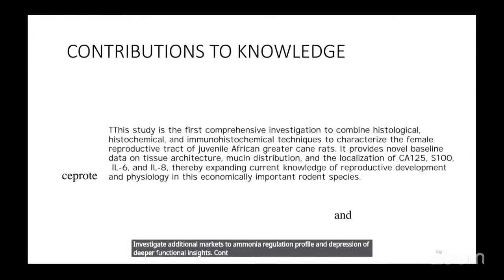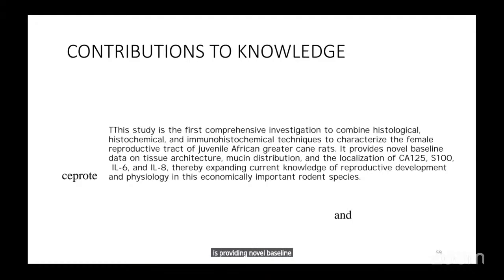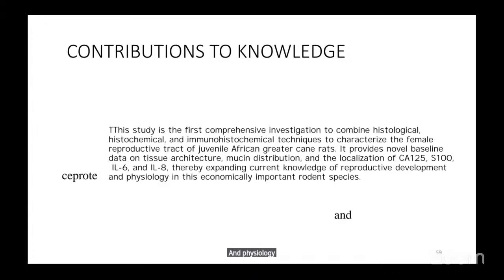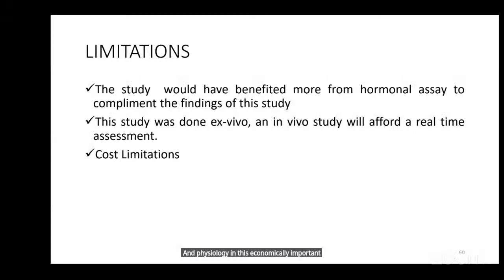Contribution to knowledge. This study is the first comprehensive investigation to combine histology, histochemical, and immunohistochemical techniques to characterize the female reproductive tract of juvenile African greater cane rats. It provides novel baseline data on tissue architecture, mucin distribution, and localization of calcium 125, S100, and interleukin 6 and 8, thereby expanding current knowledge of reproductive development and physiology in this economically important rodent species.